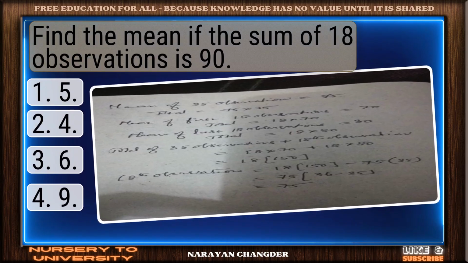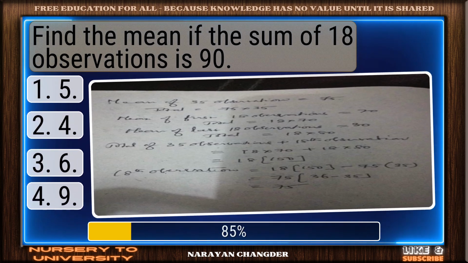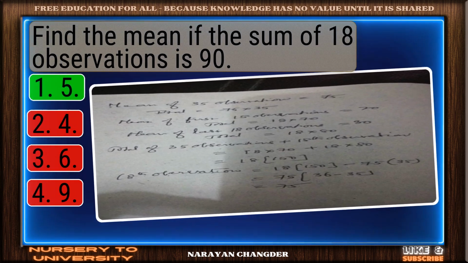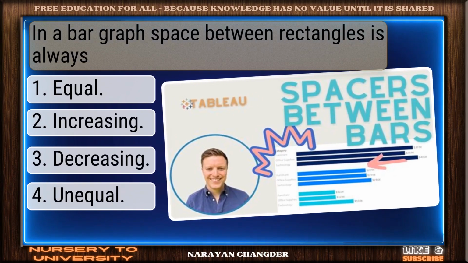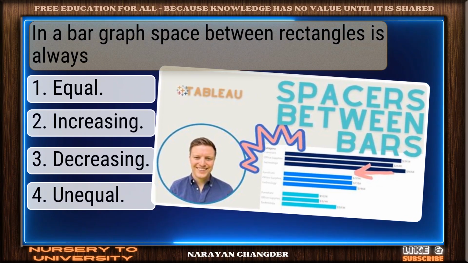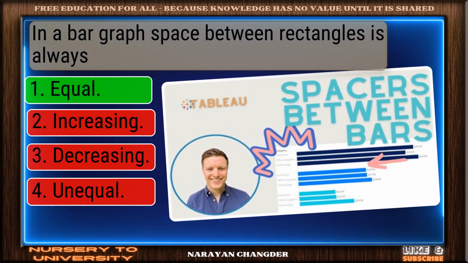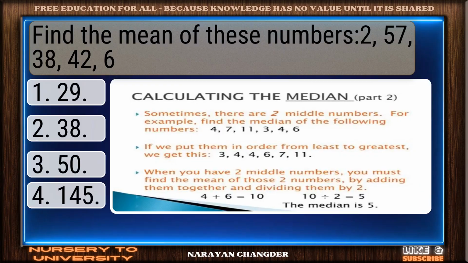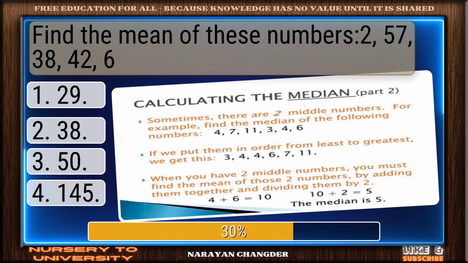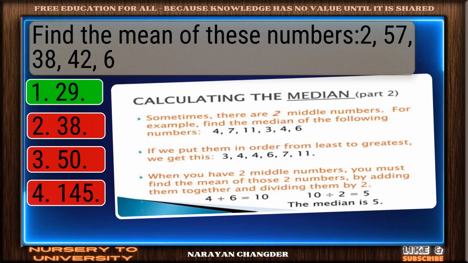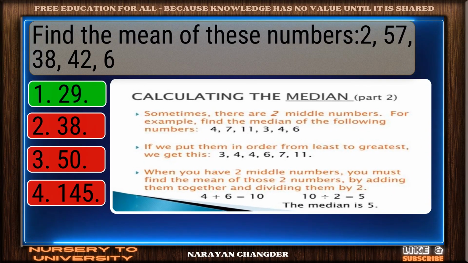Find the mean if the sum of 18 observations is 90. Correct response. 5 is the most accurate answer. In a bar graph, space between rectangles is always. Smart pick. Equal is the correct choice. Find the mean of these numbers 2, 57, 38, 4, 2, 6. Clear logic. Your choice 29 is sound and 100% true.